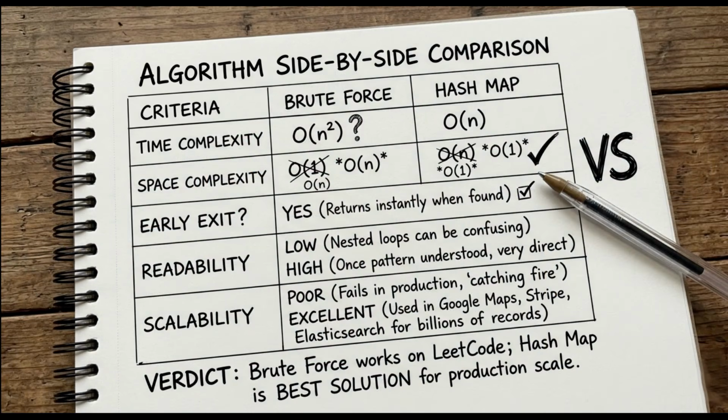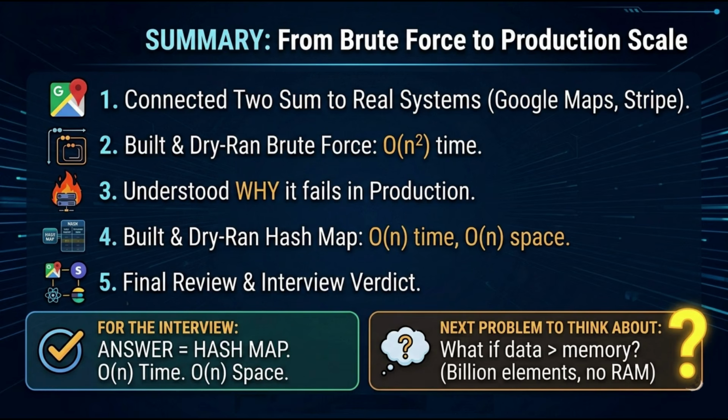Let me put them side by side one more time. Brute force, Big O of n square time, Big O of 1 space. It's not production ready. Hash map is Big O of n time and Big O of n space. It's the best solution. Both have early exit. We return the moment we find the answer. Hash map is more readable once you understand the pattern, and it scales to billions of records.